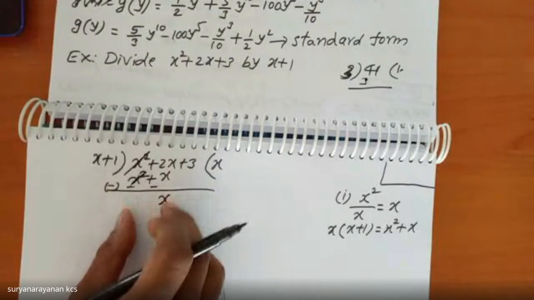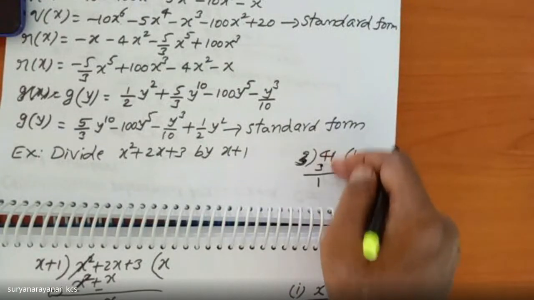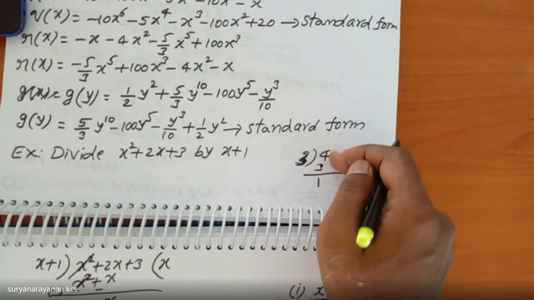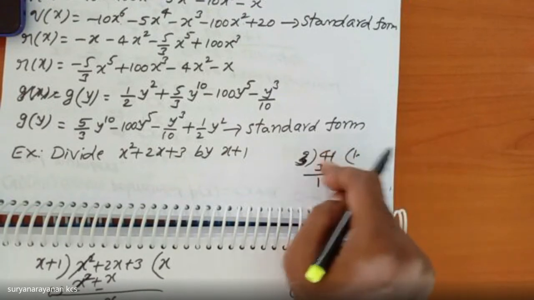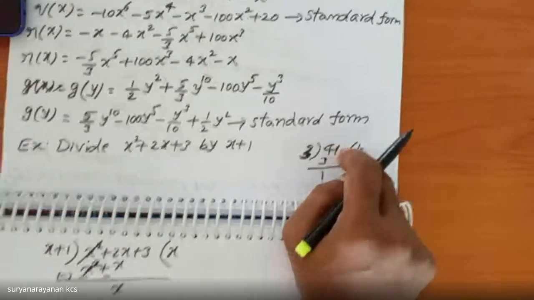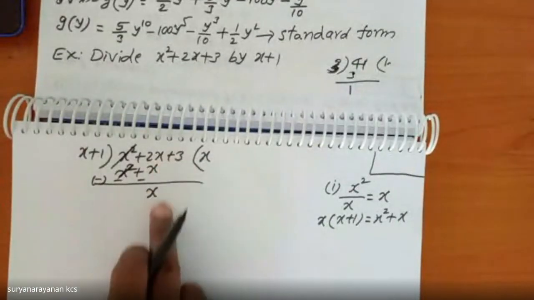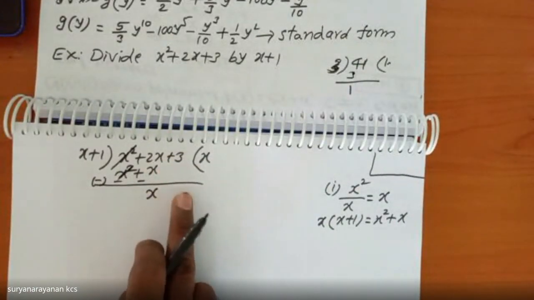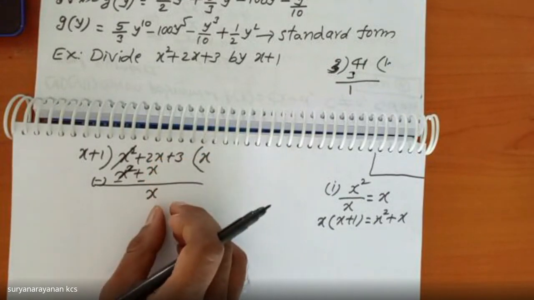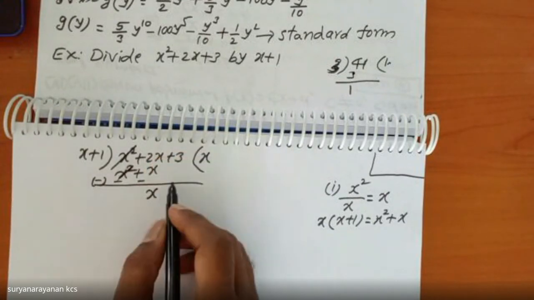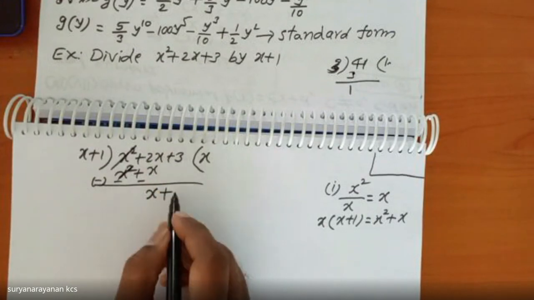So subtraction is over. After that, what will you do here? After subtraction, we bring down the next digit. In numbers, digits are there, whereas in polynomials, terms are there. So we bring down the next term. What is the next term? Plus 3.